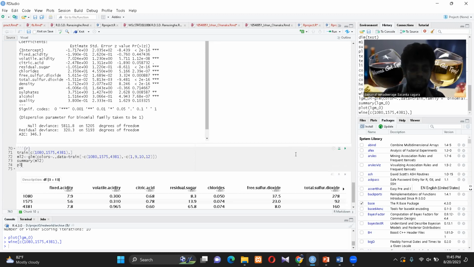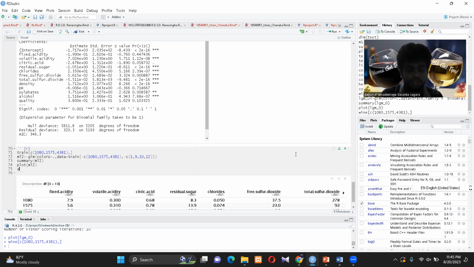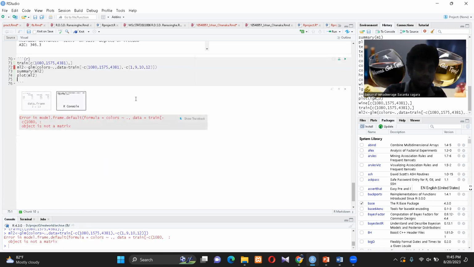And let me show the plot. Yeah, this is completed. We have to define the family, otherwise it will not be indicated as binomial logistic regression. Binomial, that's a silly mistake I have made. Still, it is not executed.